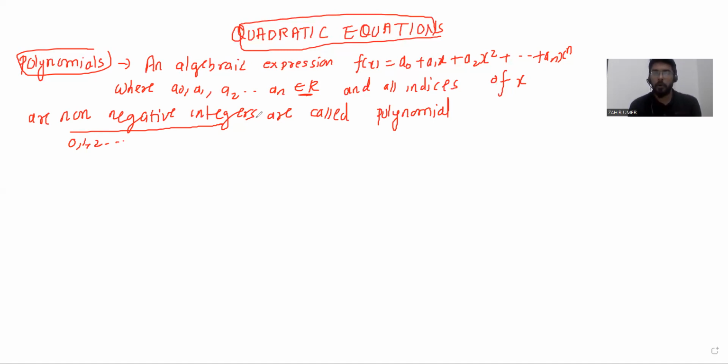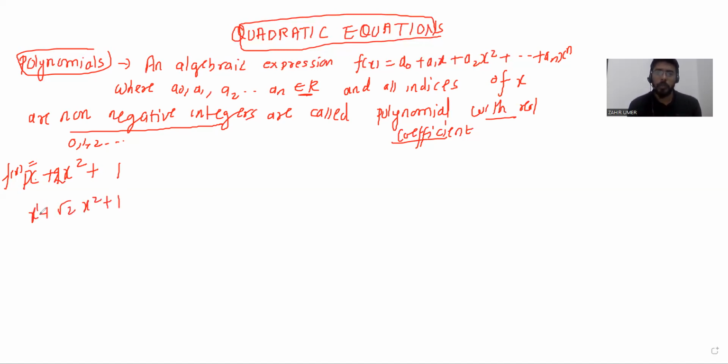So if an expression has all the indices of x as non-negative integers and the coefficients belong to real numbers, then this is simply called a polynomial, or we also call it a polynomial with real coefficients, because in the 11th class we also study polynomials with complex coefficients. At this stage we only deal with real coefficients. For example, x + x² + 1 is clearly a polynomial, because the coefficient of x is 1 and of x² is 1. And x + √2 x² + 1 is a polynomial, because the indices of x are 1, 2, and if it is a constant, it means 1 into x to the power 0.